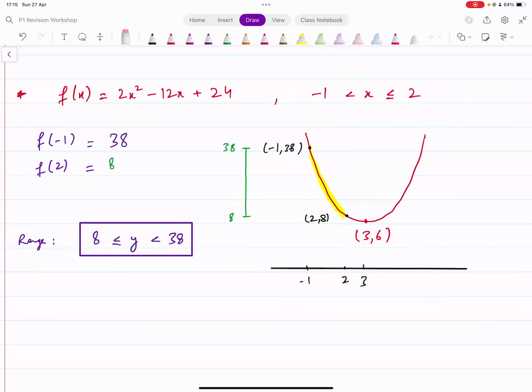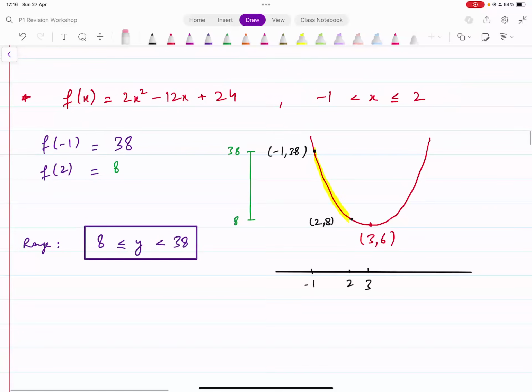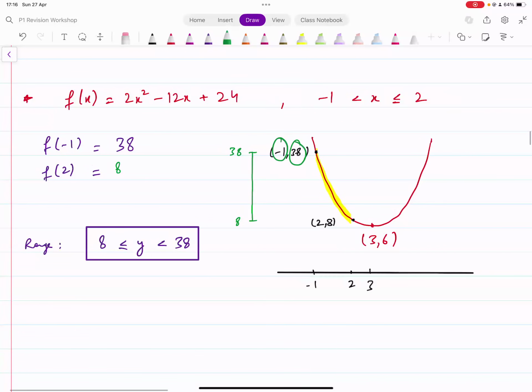What's the range? Think of the lowest point in this region and the highest point in this region. The lowest point in this region is 8 and the highest point in this region is 38. So that's the range of this function. It's from 8 to 38. That's what we write there. We do not include 38 because -1 was not included, so we don't put an equal to sign there.